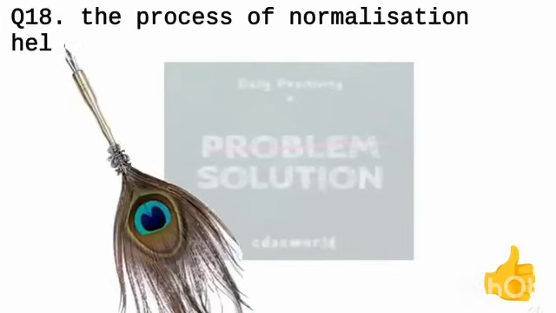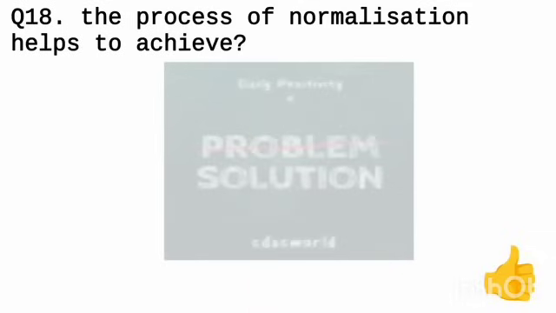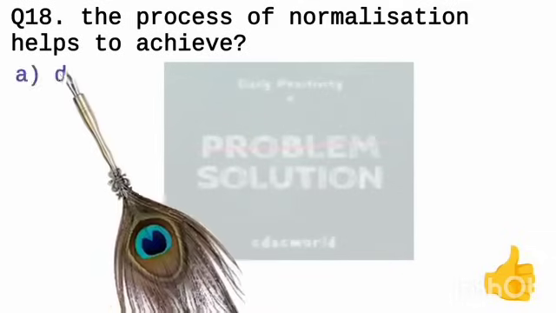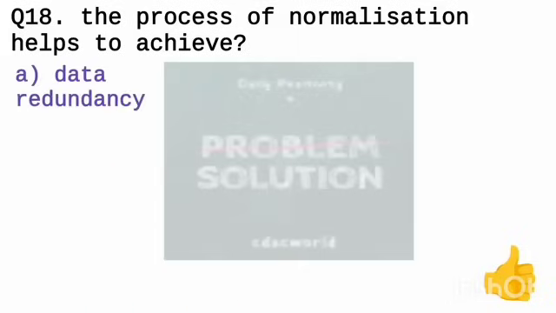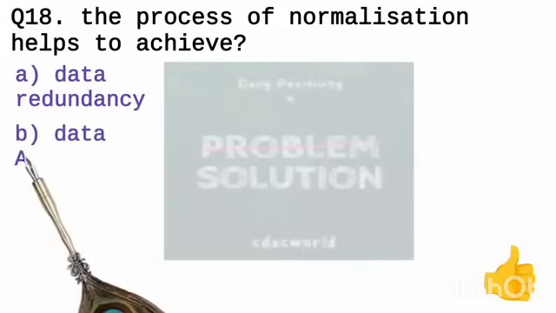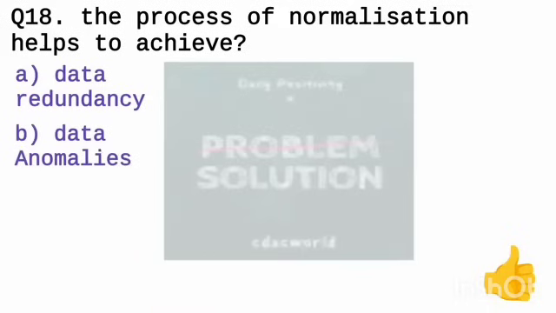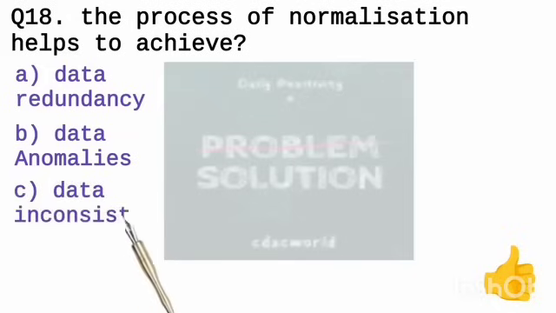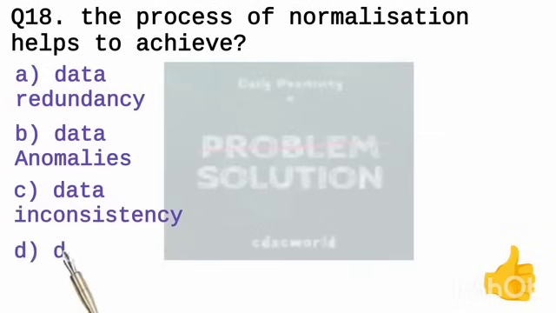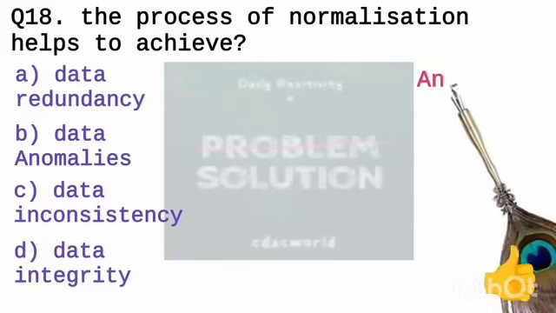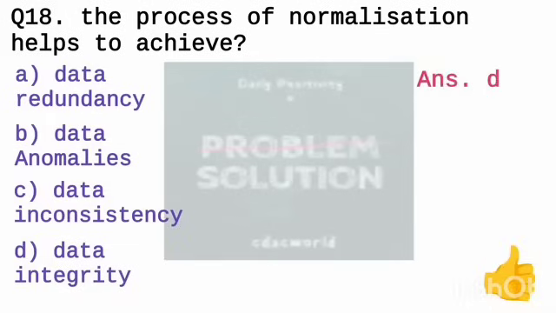Query number 18. The process of normalization helps to achieve. Option A, data redundancy. Option B, data anomalies. Option C, data inconsistency. And option D, data integrity. And the answer is D, data integrity.